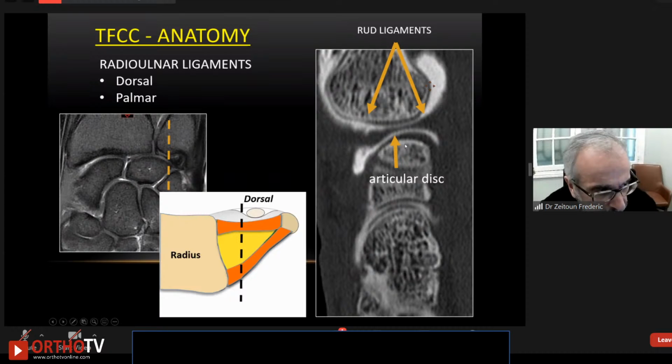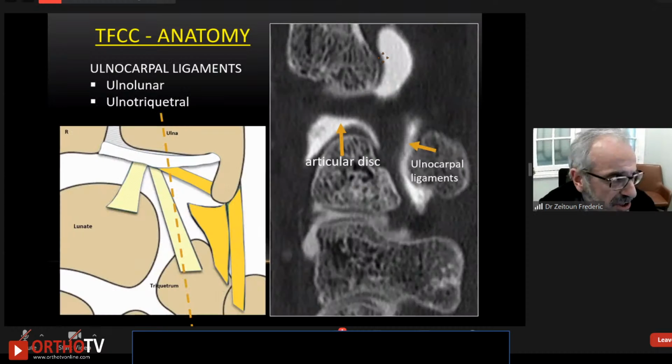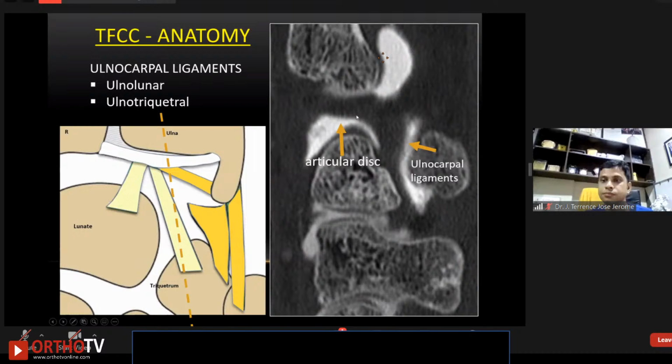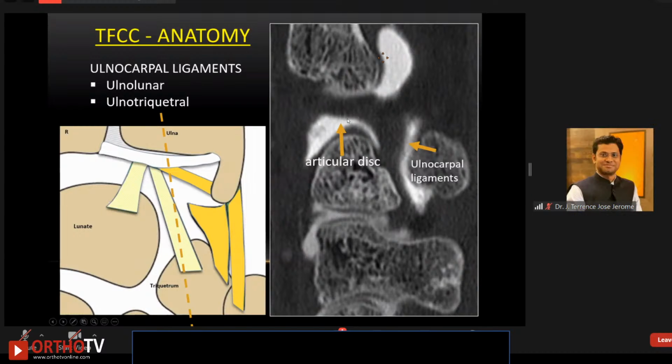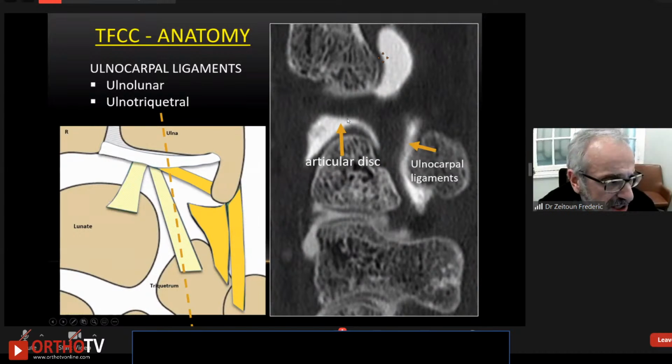You can also distinguish the ulnocarpal ligaments. You have here on this sagittal view of CT arthrography the articular disc, and here you have the ulnocarpal ligament, ulno-lunate and ulno-triquetral. You can see here the pisiform and here the triquetrum.